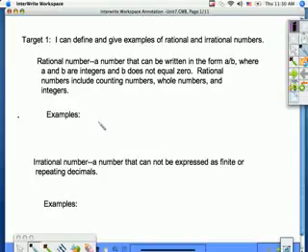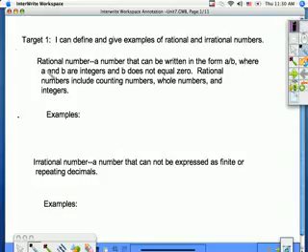Target 1. I can define and give examples of rational and irrational numbers. A rational number is a number that can be written in the form of a over b. In other words, it can be written as a fraction, where a and b are integers and b does not equal 0. Rational numbers also include counting numbers, whole numbers, and integers.